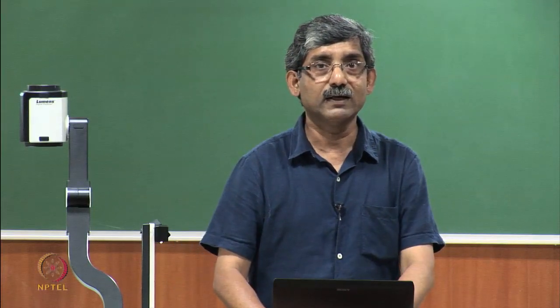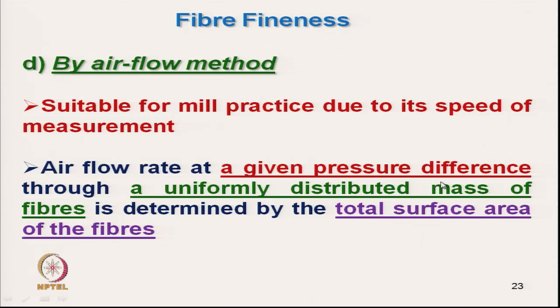So, air flow rate at a given pressure difference through a uniformly distributed mass of fibers is determined by the total surface area of the fiber. So, that is actually proportional here.